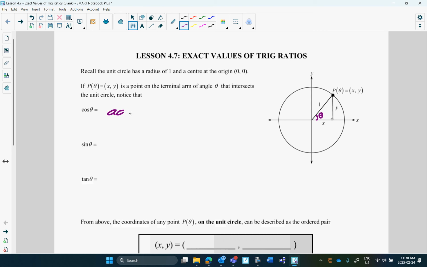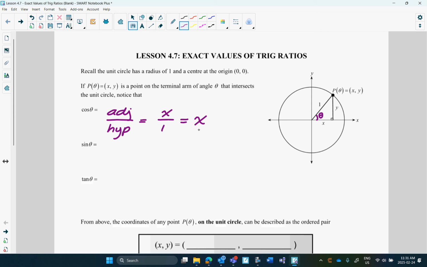Well, in this triangle, what's the adjacent side? It's x. What's the hypotenuse? 1. And x over 1 is just x. So the cosine of any angle is always the x coordinate of its point on the unit circle.